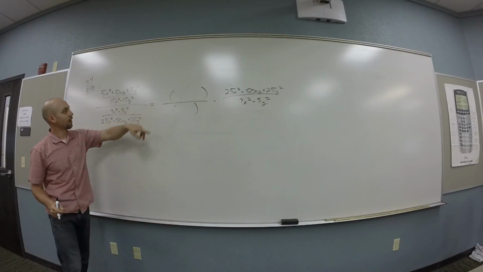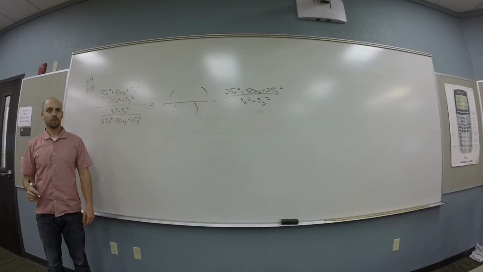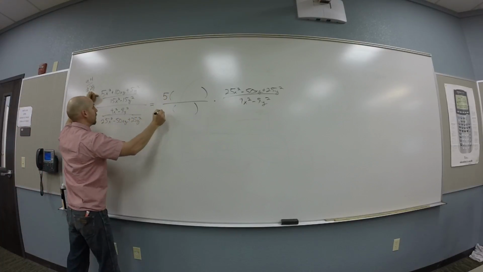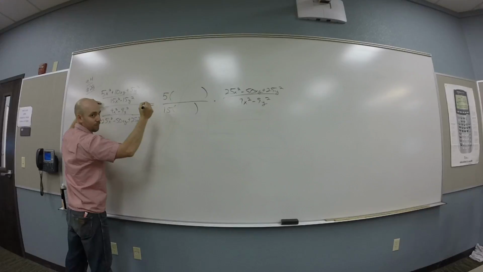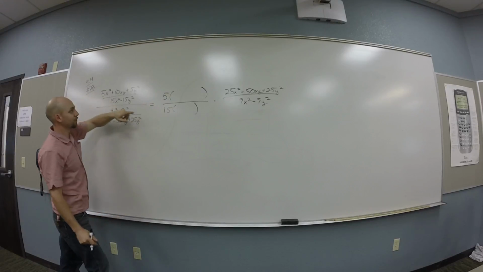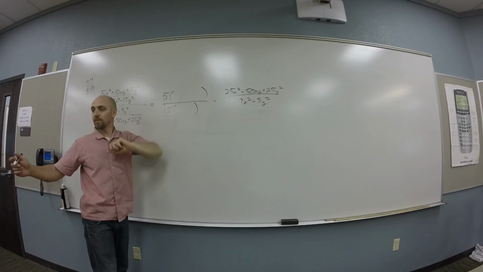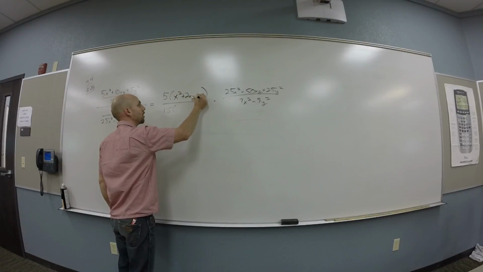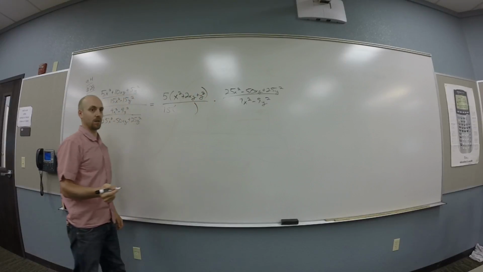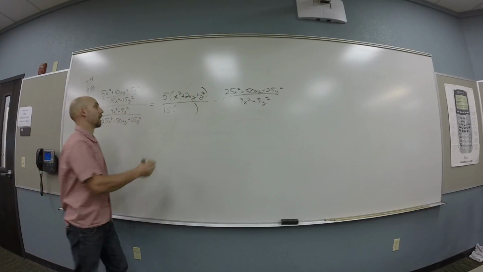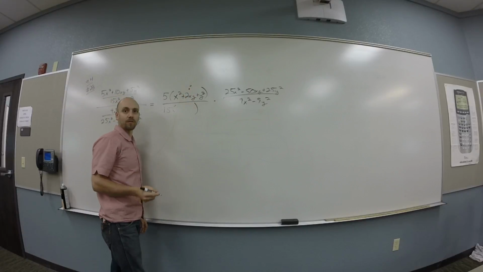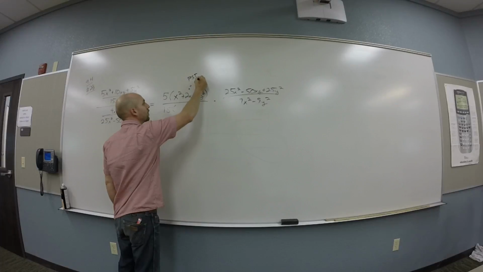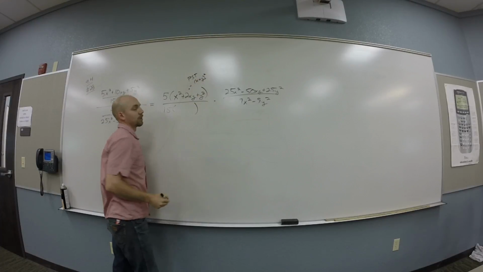Can you guys tell me what I can get out of the top, though? 5. You get a 5 out of the top, and then 15 on the bottom. And what are you left with after you pull the 5? X squared plus 2xy plus y squared. Or x plus y squared. You might look at this and think, hey, that's a perfect square trinomial, right? That's x plus y squared.